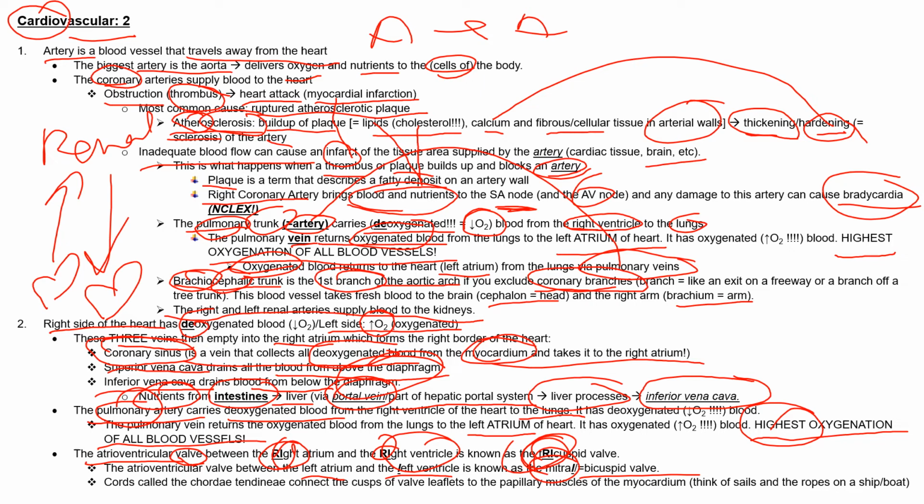You do need to know that the valves are controlled by thread-like structures called cords, full form chordae tendineae, and these cords connect the cusps of the valve leaflets to the papillary muscles of the myocardium. And you can best remember it when you think of sails and the ropes on a ship or boat.